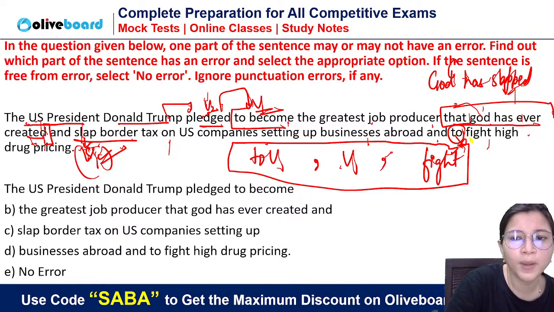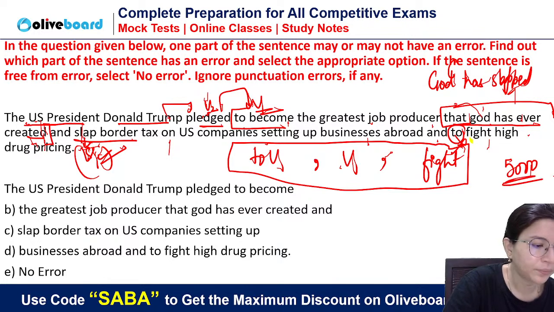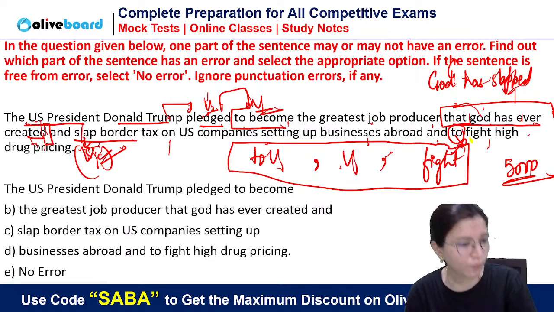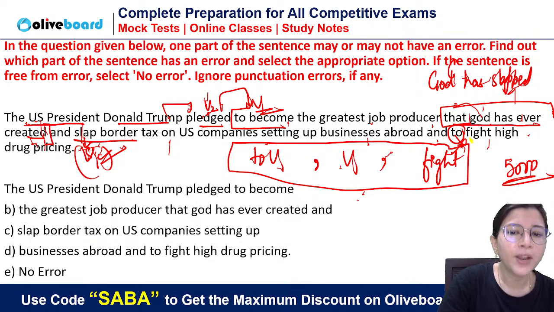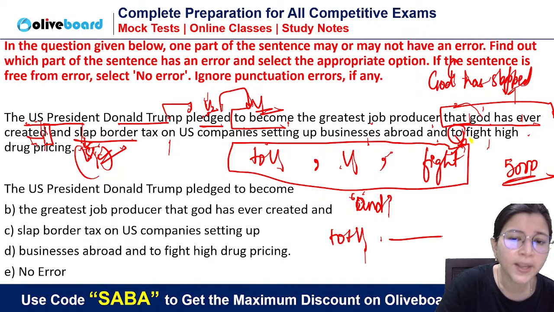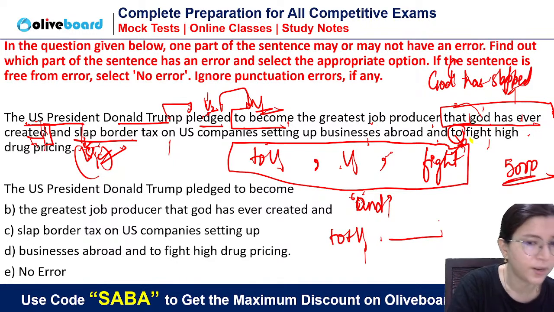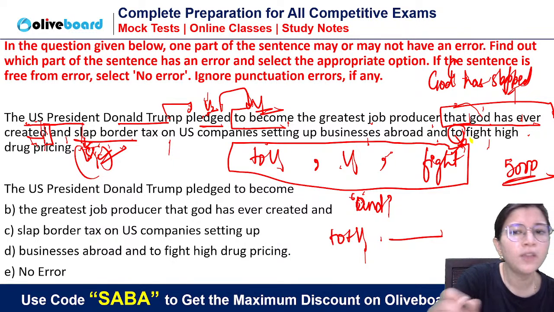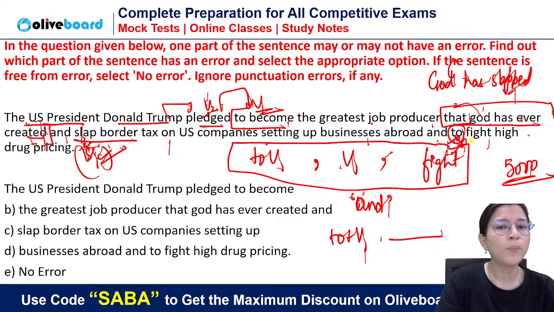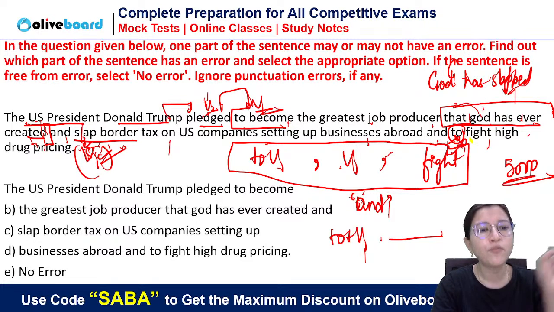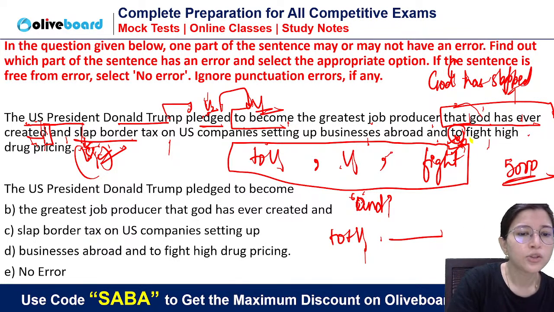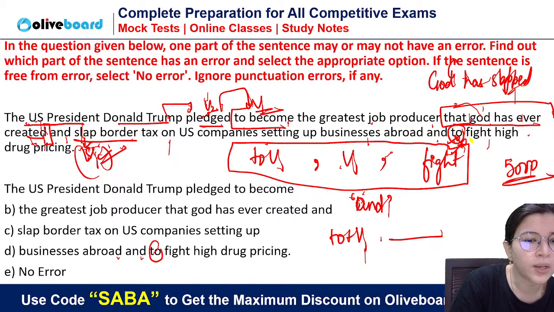पेड क्लास में ऑफिसर्स बैच में, ये ऑफिसर्स बैच वालों के ऊपर ना 5,000 रुपए की पेनल्टी है, 5,000 rupees penalty on officers batch students. Abhi day before yesterday I taught you this rule that when two or more infinitives are joined with and, so the first infinitive will be 2 plus V1 but remaining other infinitives will be bare infinitive. So 2 plus V1, only V1 and then here again V1. ठीक है? So to become the greatest job producer, slap border tax and fight high drug pricing. Okay, so the error is in D part, not in C part.